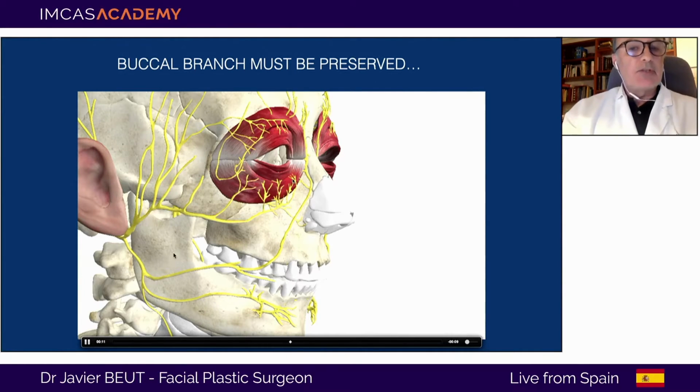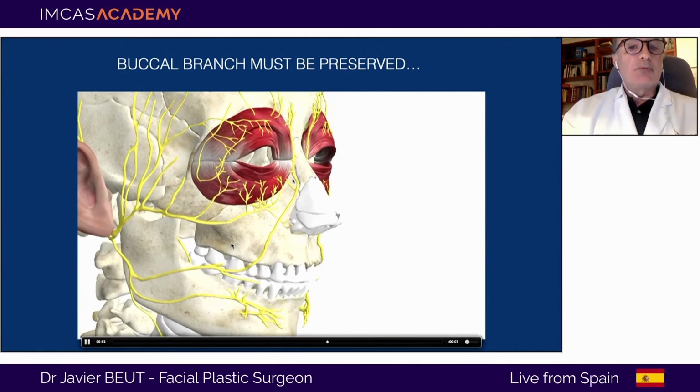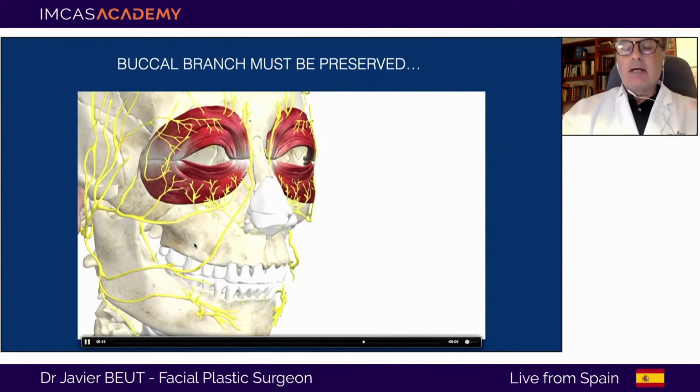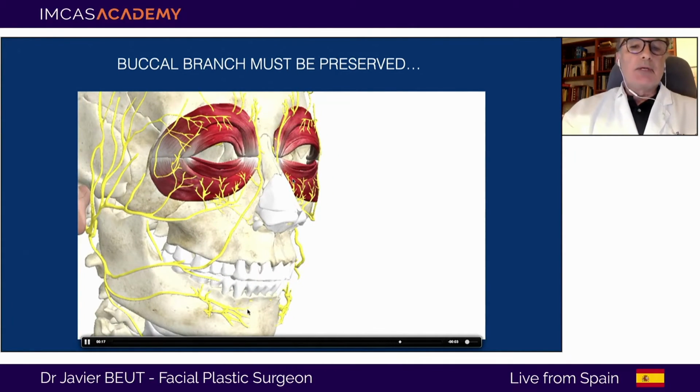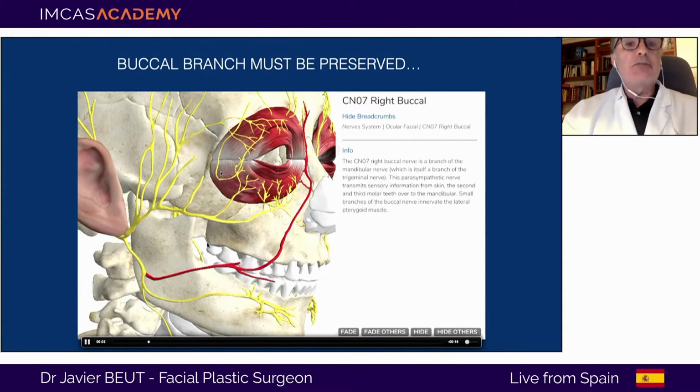For those who like to work with needles, be careful, because if you injure this, you can have a very important problem. Another very important thing that I will repeat is that the orbicularis muscle is not a sphincter muscle. It is not a sphincter muscle. It has its own insertions at the medial aspect.